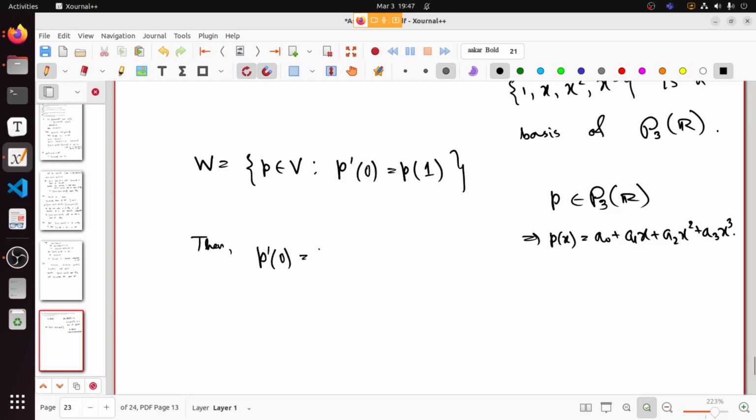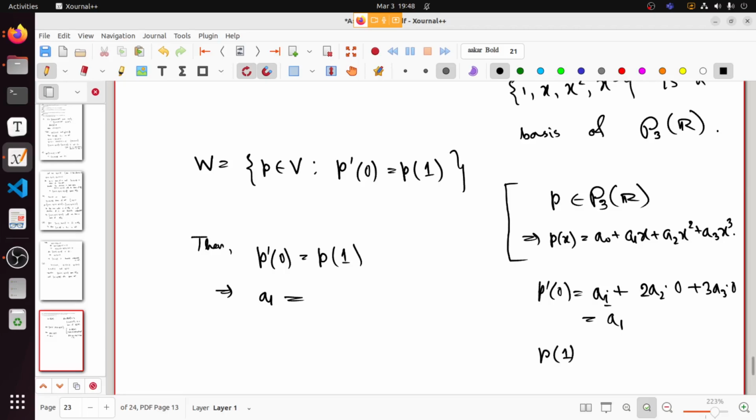Then P dash 0 and P of 1, which imply a1. What if you differentiate? So a0 will be 0, so P dash 0 will be only a1. So a1 equals P of 1. So simply put P of 1, P dash 0. Note that this will be a1 dot 0 plus 2 a2 dot 0, sorry, a1 nothing will be there, plus 3a3 dot 0, means a1.